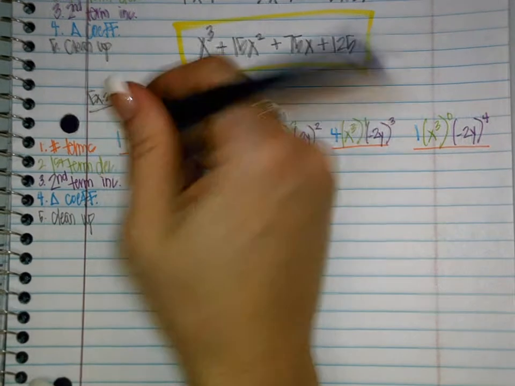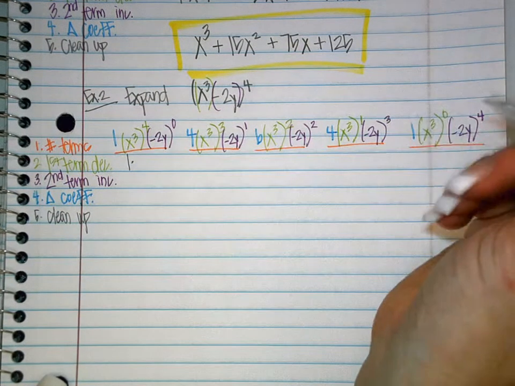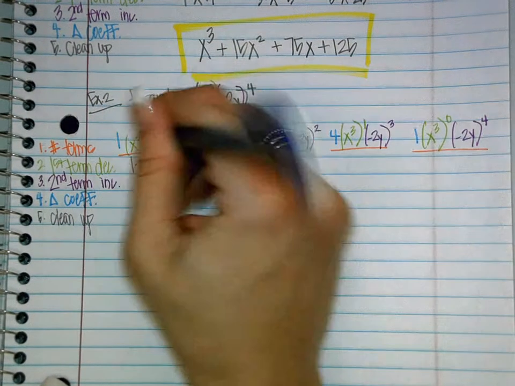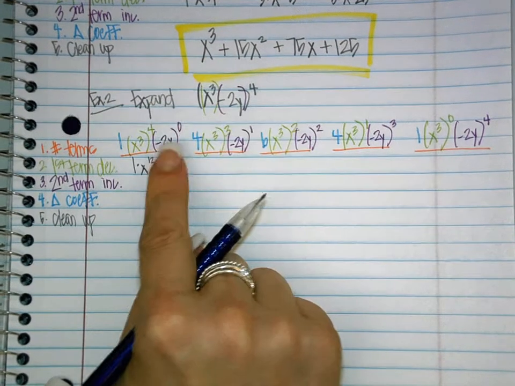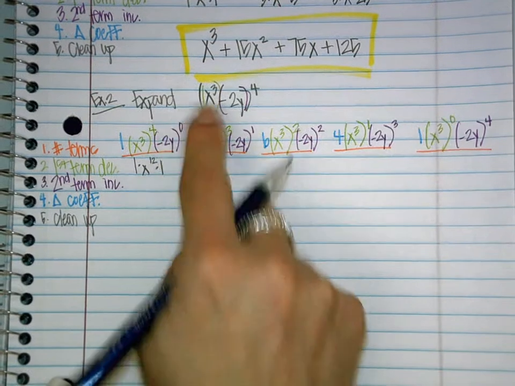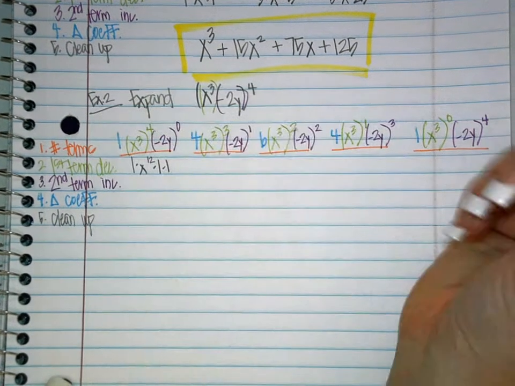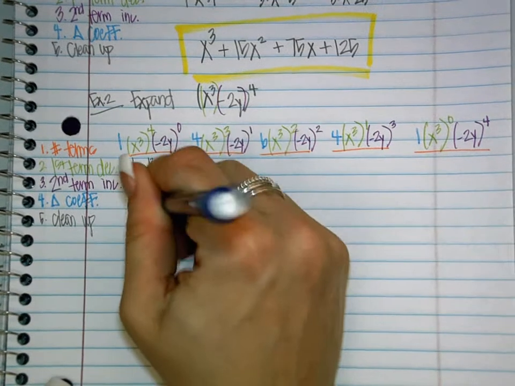So really this is going to be 1 times, what's x cubed to the fourth power? X to the, do you add or multiply those? Multiply, so x to the 12th. Then you have -2 to the 0, so that's multiplied by a 1, and a y to the 0, so multiplied by a 1 again. All those ones multiply together, you kind of drop them, and we get x to the 12th power.